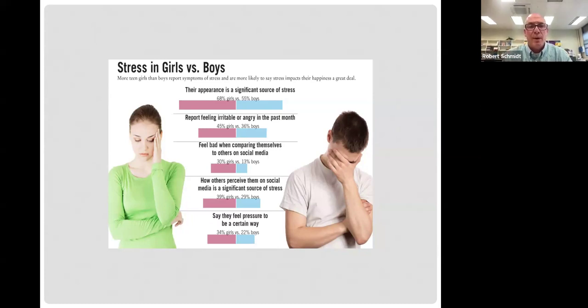Feeling bad when comparing themselves to others on social media: 30% of girls said yes, 13% of boys. Again, the cell phone is a great invention. However, it is a great source of stress and also a form of communication, so that you feel like you're never outside of school, just as adults are never outside of work. The misuse of it, with bullying and threatening behaviors, goes along with this and can be picked up. How others perceive them on social media is a significant source of stress.